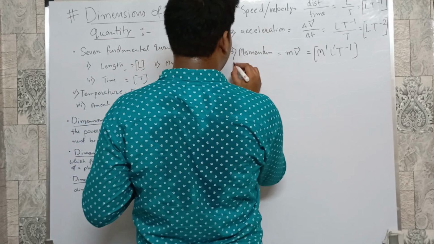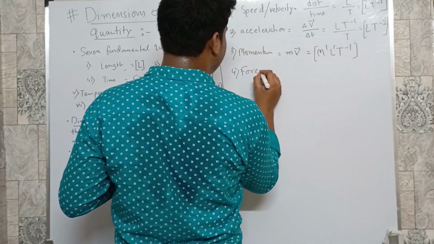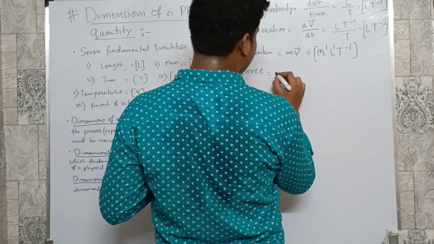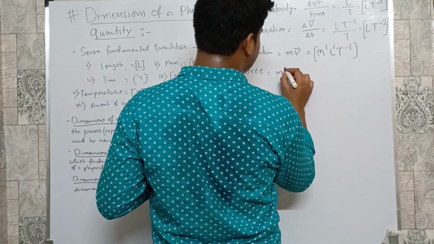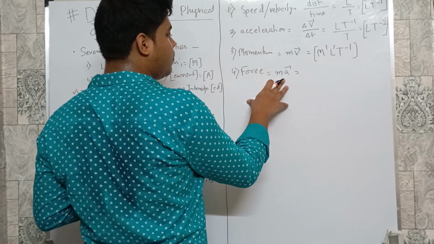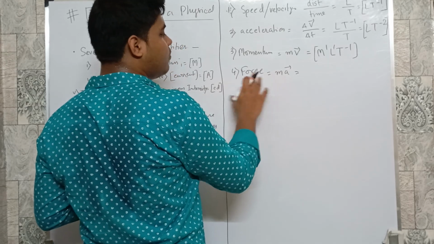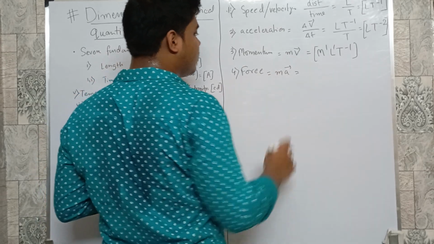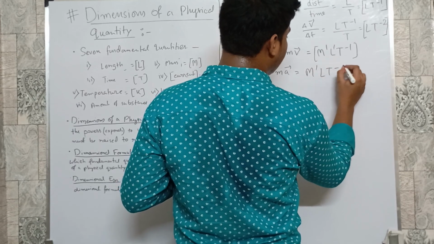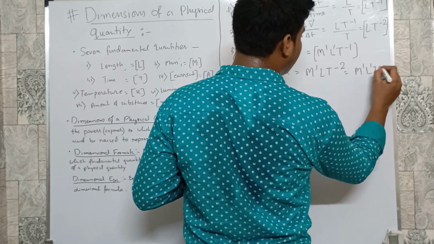Next is force, a very important example. What will be the dimension of force? We know force is basically mass into acceleration from Newton's second law. Though the original formula is dp/dt, taking the non-relativistic approximation we can say that force equals mass into acceleration. For mass it is 1 and for acceleration we have already found LT^-2. So M to the power 1, L to the power 1 and T to the power minus 2.